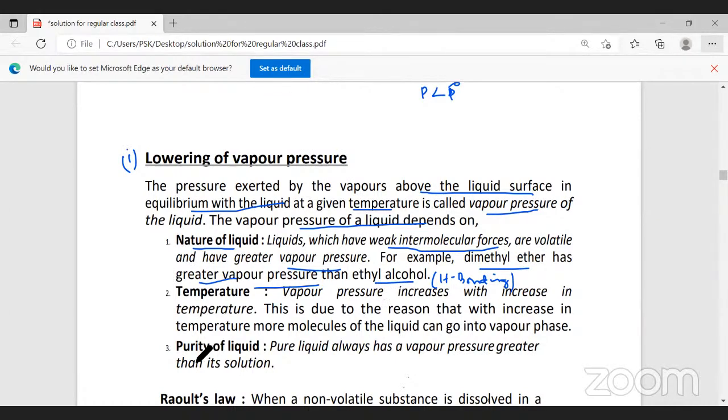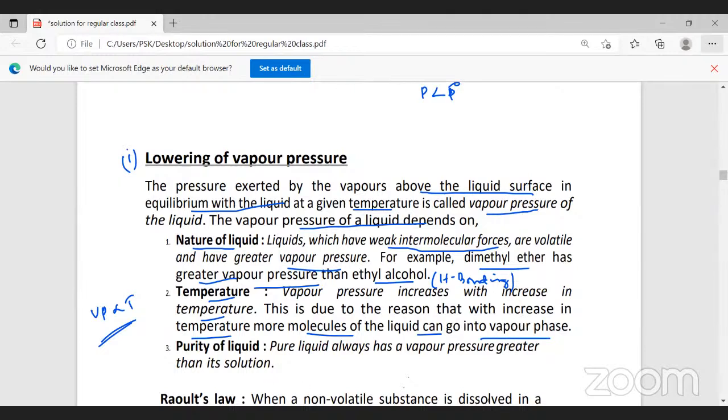The first one is nature of the liquid. The second factor is temperature. As temperature increases, vapor pressure also increases. So we can write vapor pressure is directly proportional to temperature. The reason is that with increase in temperature, more molecules of the liquid can go into vapor phase. See, if you boil water, vapors are more compared to water which is not boiled. So when you increase the temperature, vapor pressure increases.